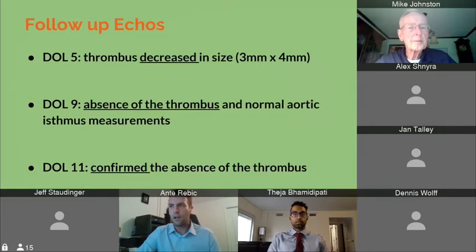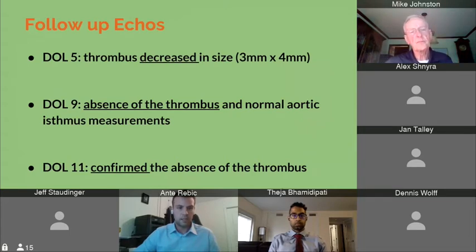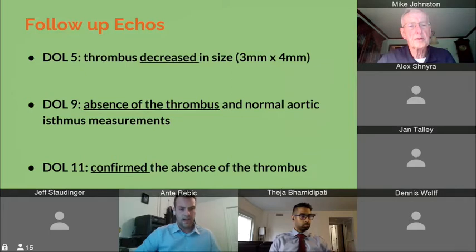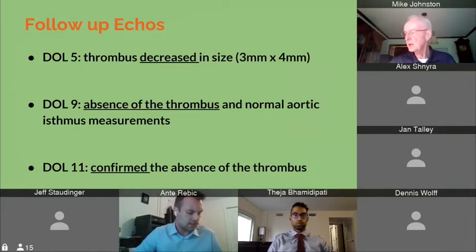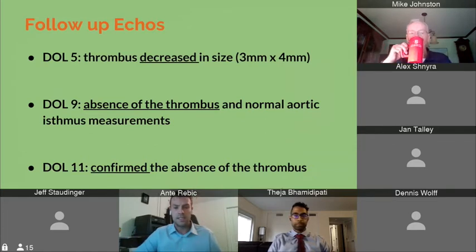So then we have all the follow-up echoes. We need to monitor this baby every day and see how he is improving. On day of life 5, we noticed that after the administration of the tissue plasminogen activator, the thrombus decreased in size. And I put here 3 by 4 millimeters. Now this might not seem like a lot. A 3 by 4 millimeter clot is not that big.